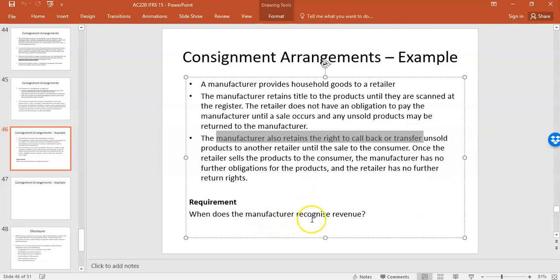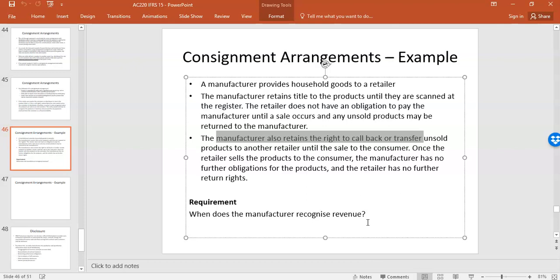So when does the manufacturer recognize revenue? The manufacturer here under IFRS 15 will only recognize revenue when it is sold on to the end consumer. This is what we call a consignment arrangement. So although the physical goods are in the retail shop, they are still on the accounts of the manufacturer because the risks and rewards of ownership have not transferred hands. They will only be de-recognized as inventory and recognized as revenue in the manufacturer's financial statements when the product is sold through. So that is what a consignment arrangement is. Just keep an eye out for that.